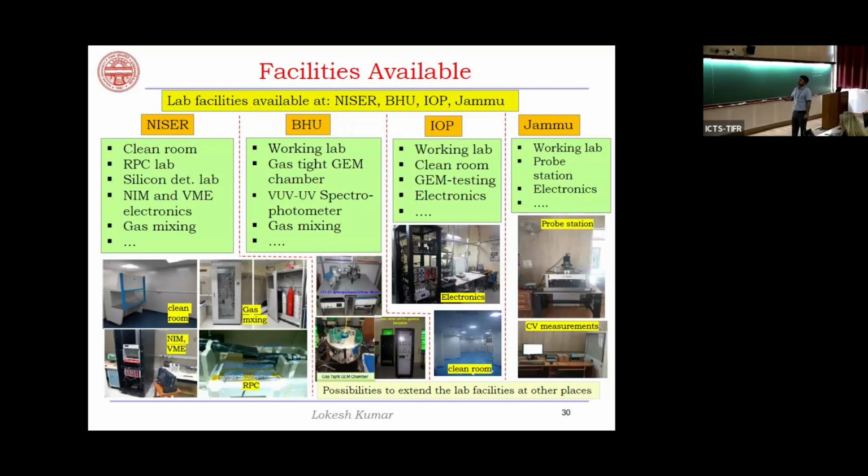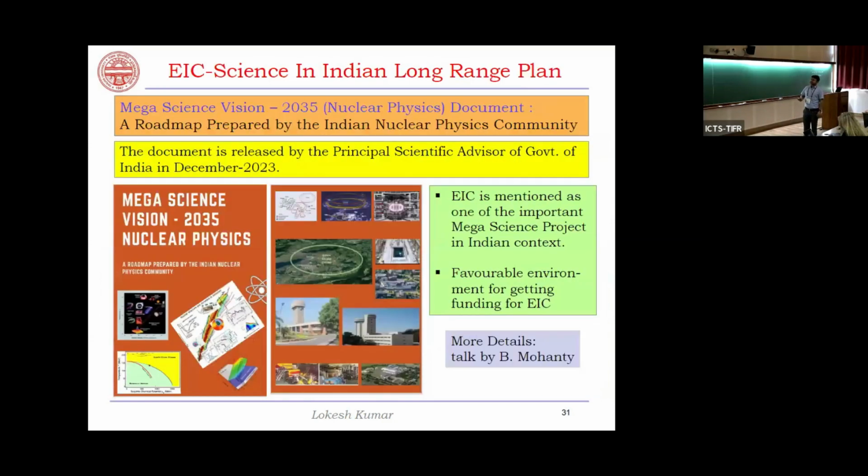And at Jammu, we have a working lab, a probe station to do the CV measurements, and electronics, etc. But I would like to mention that some of the groups have the possibility to extend their lab facilities. So these facilities can be extended to other groups at other places in due course of time.